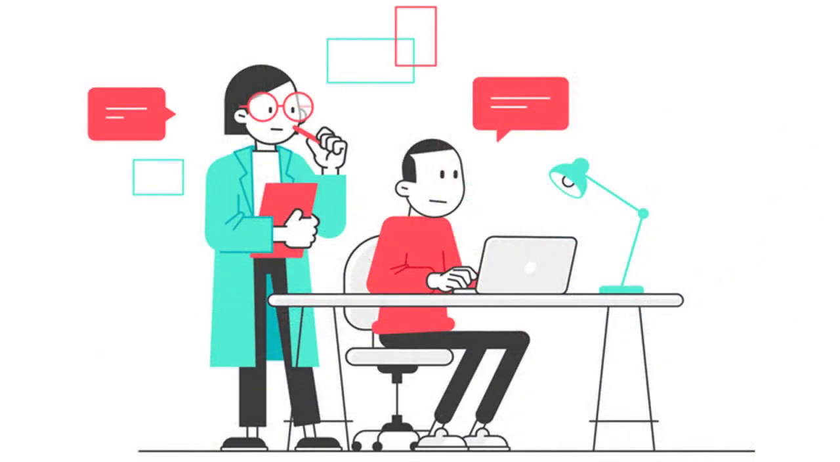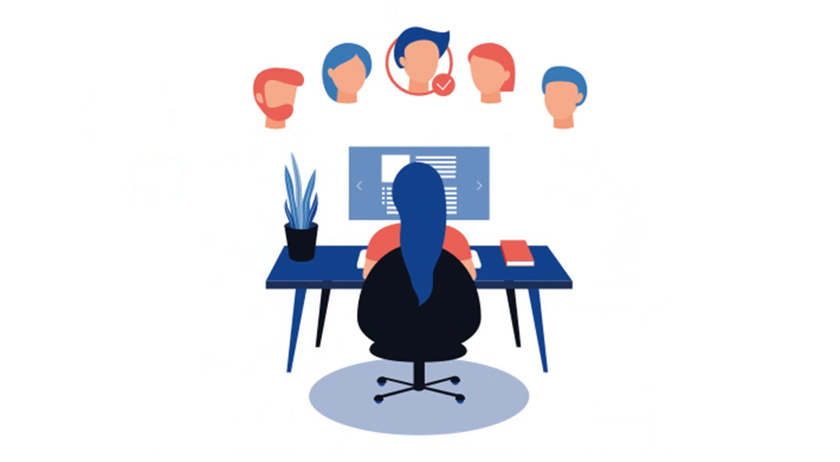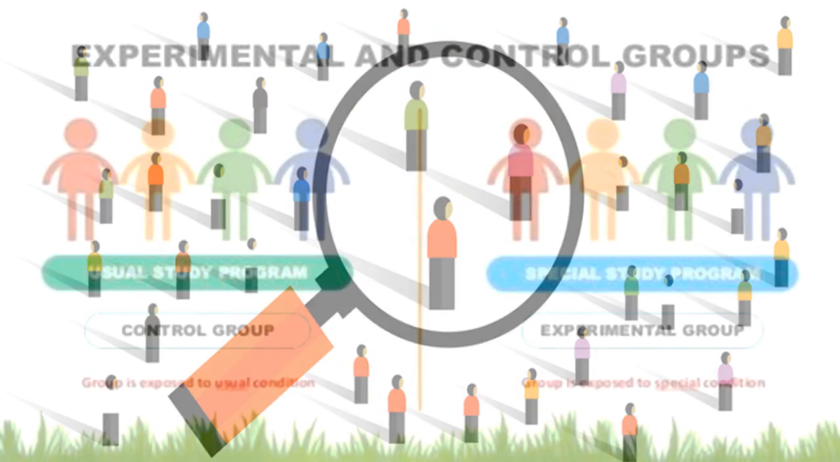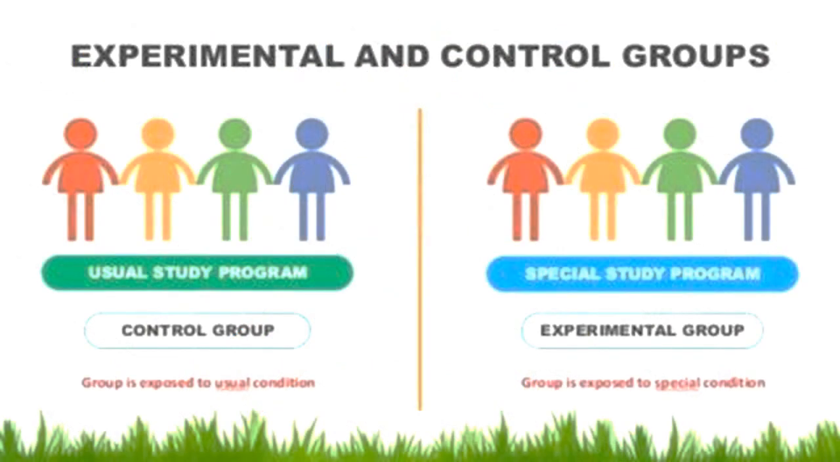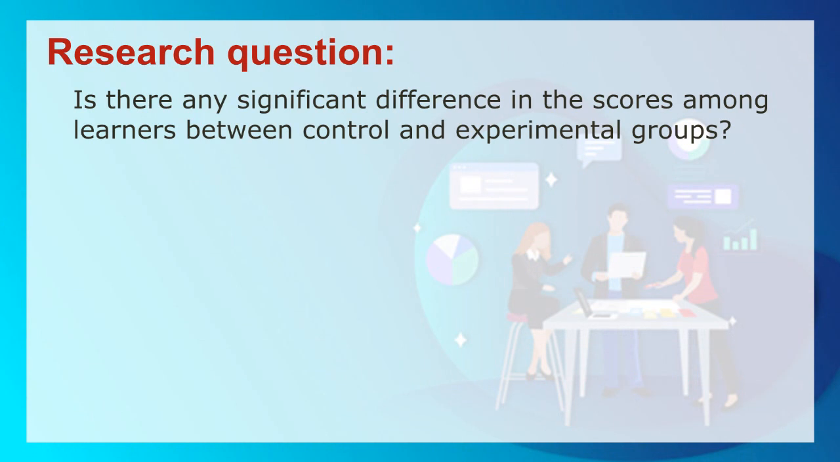In order to test the effectiveness of InGoG in helping learners learn SVA, we conducted a small-scale experimental research. 32 participants were involved in this testing. They were divided into two groups: the experimental group learning with InGoG and the control group learning without InGoG. The research tried to answer the following research question: is there any significant difference in the scores among learners between control and experimental groups?